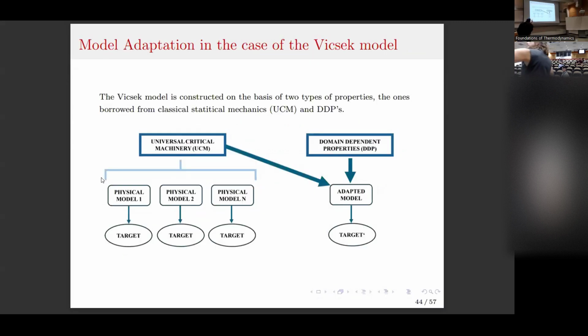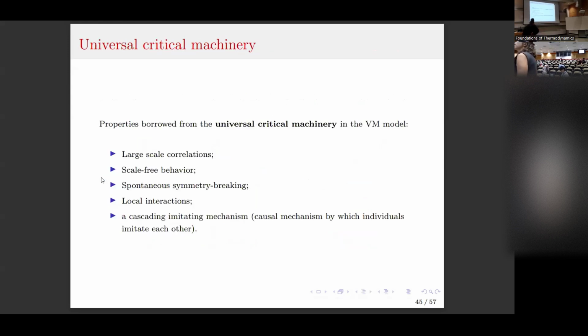So what I'm proposing that fits well with the case of the Vicsek model is a specific type of adaptation, in which the adapted model is created in the new field, that is biology, constructed by borrowing certain properties of what I call the universal critical machinery. There are universal properties that are common to different models of equilibrium thermodynamics. And by also incorporating some domain-dependent properties, some of which have no analog in the original system.